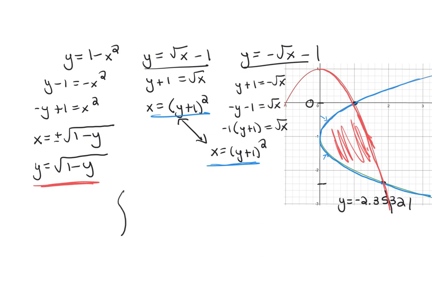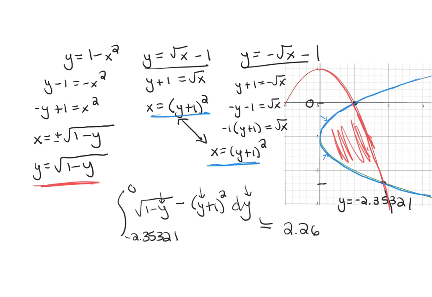So the integral is from negative 2.35321 to 0, and it's of the square root of 1 minus y minus y plus 1 squared dy. And then we're going to use this on just the Math 9 button on our graphing calculators. And when you're on your calculator, just ignore the fact that these are all y's, and you're really just going to be typing them in as an x. And when you do that on your calculator, you should get about 2.2675.